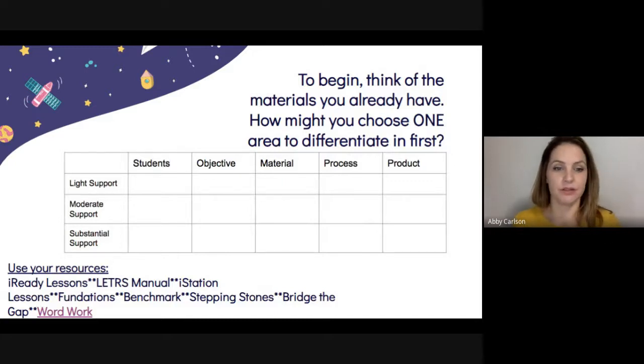Thinking of those materials, you can differentiate with iReady lessons for the first grade teachers, the kindergarten, upcoming second. The letters manual actually has lots of activities, iStation lessons, Foundation lessons, Benchmark lessons. That's where I got that previous slide. Stepping Stones, Bridge the Gap for our third, fourth, and fifth grade teachers. Or there's a link here for some word work worksheets that use the Foundation lists and have different activities for students to work on.